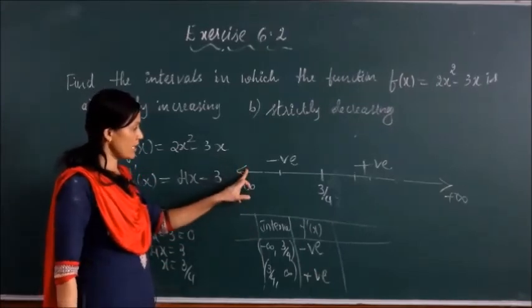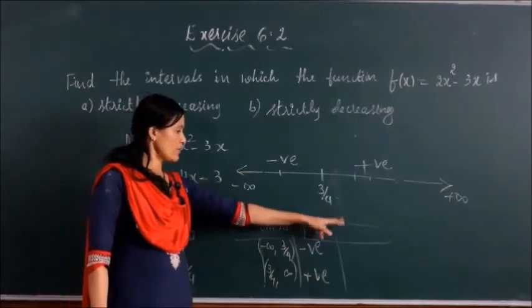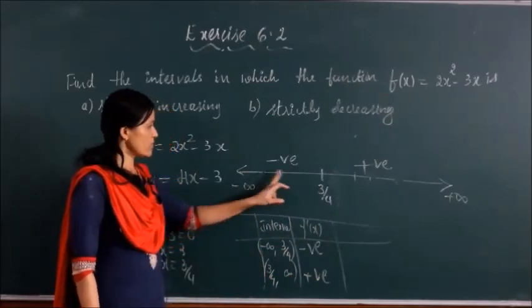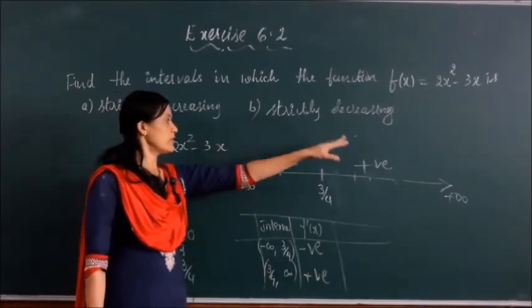You have to write this number line. This is optional. If you want, you can write it. Otherwise, you can just write this number line and write negative and positive over that. That is sufficient.